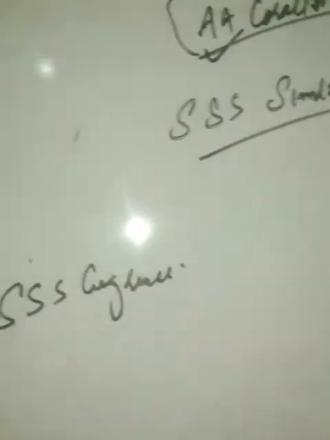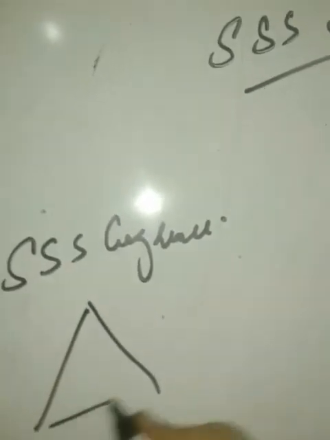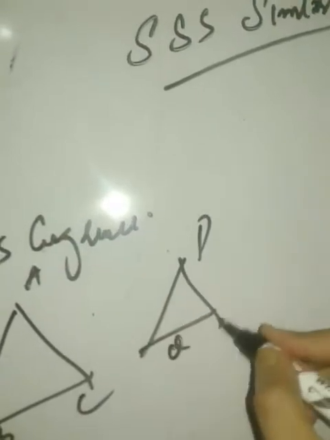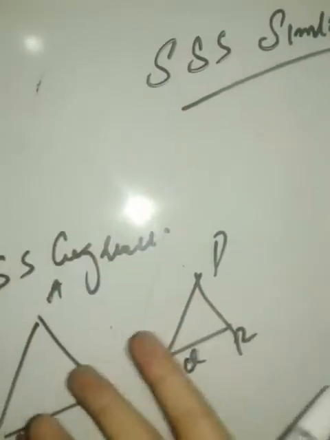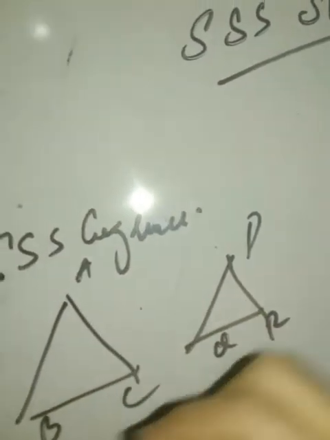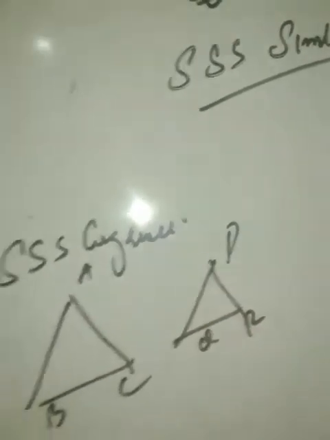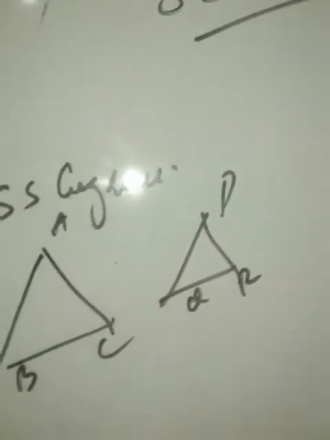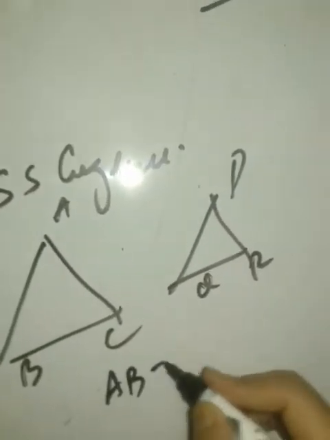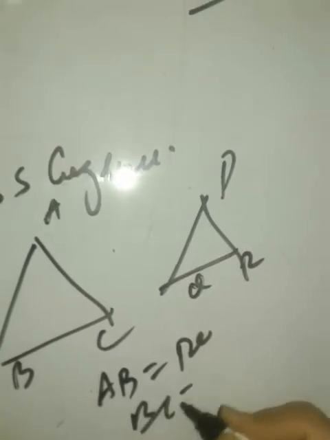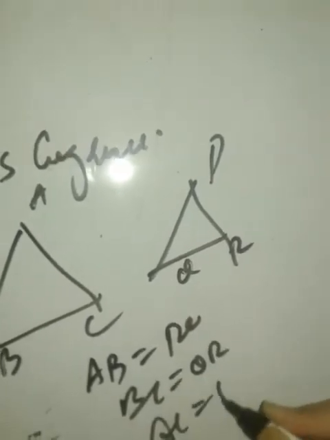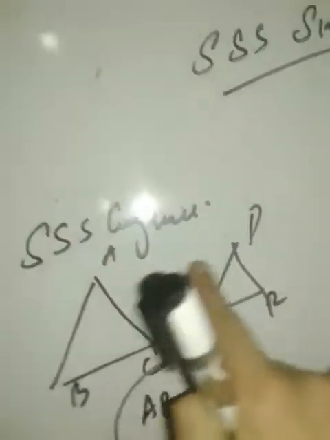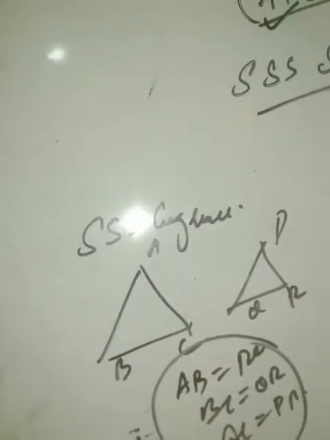SSS congruence. If we have two triangles, suppose ABC and PQR, then by SSS, if the sides of one triangle are equal to the corresponding sides of another triangle, that is if AB equals PQ, BC equals QR, and AC equals PR, then by the SSS rule triangle ABC is congruent to triangle PQR.